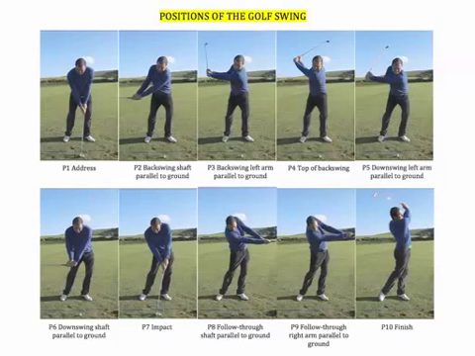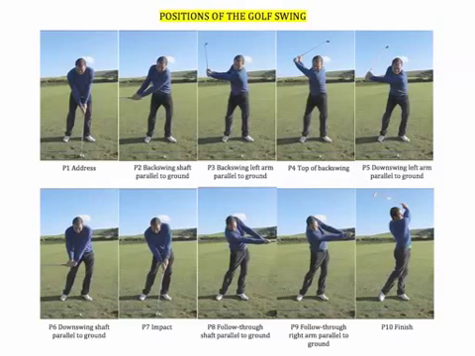Now he came up with 10 positions, P1 being address, P2 being, during the backswing, when the shaft is parallel to the ground, P3 when the left arm is parallel to the ground, P4 the top of the backswing, P5 when the left arm is parallel to the ground in the downswing, P6 when the shaft is parallel to the ground in the downswing, P7 impact, P8 shaft parallel to the ground in the follow through, P9 right arm parallel to the ground in the follow through, and P10 the finish.